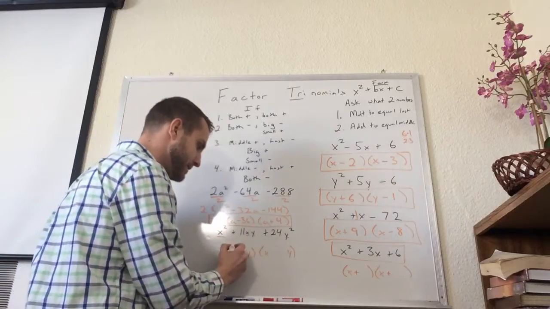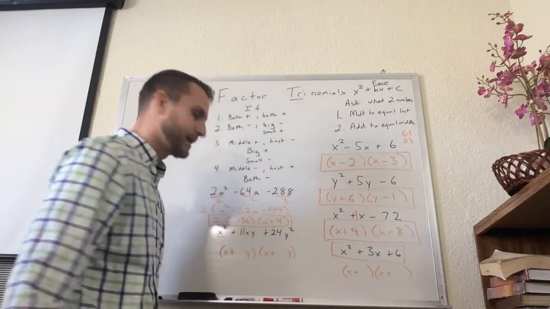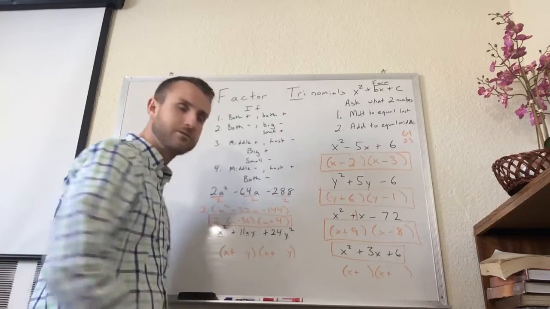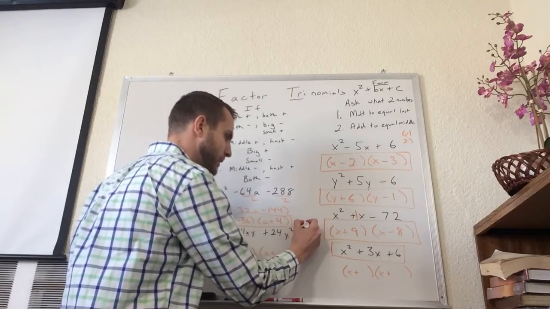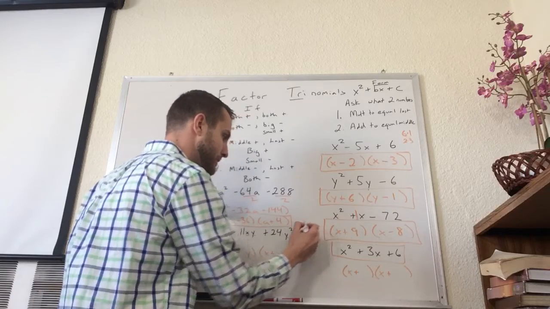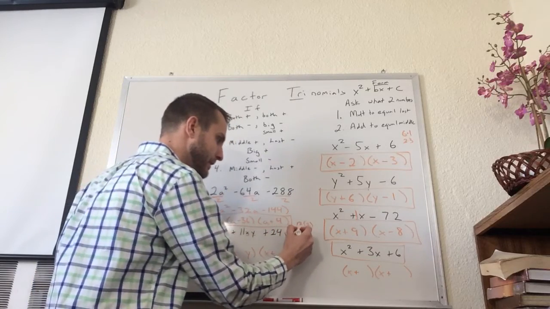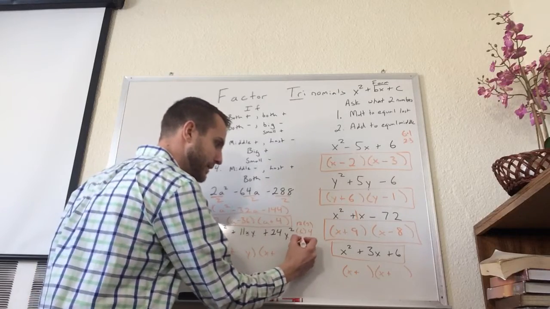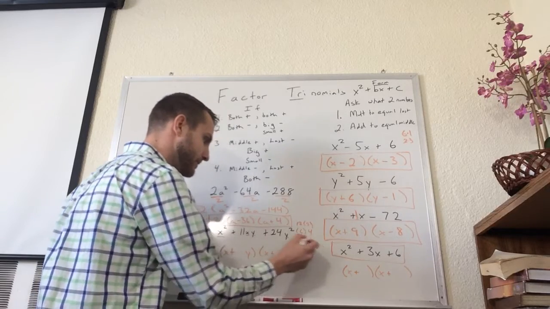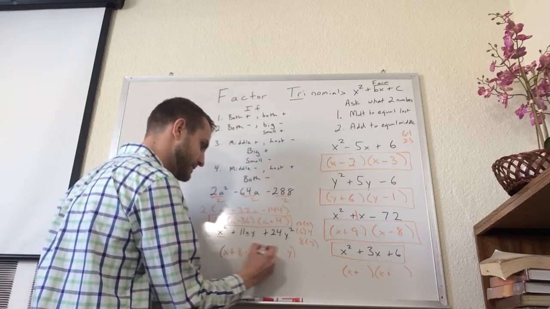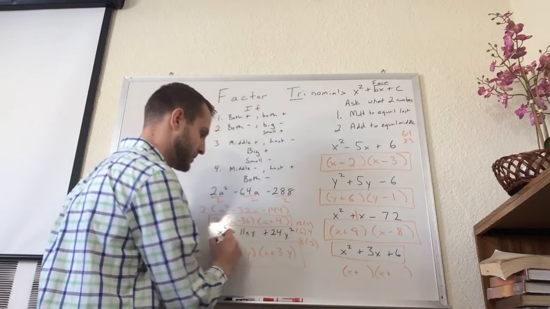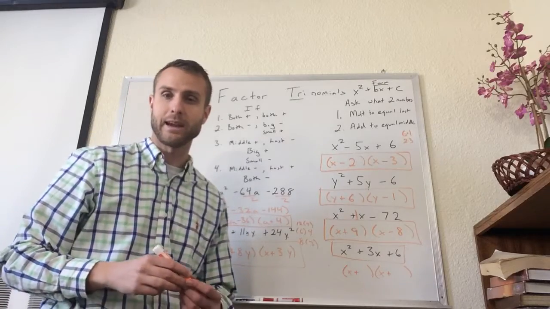Now these are both positive, so I know both of these are positive. I say what two numbers multiply together to equal 24, add together to equal 11. Well, I could try 12 and 2, but 12 plus 2 doesn't equal 11. I could try 6 and 4, but 6 plus 4 doesn't equal 11. 8 and 3, yes. 8 and 3 add together to equal 11, multiply together to equal 24. So that is my answer.